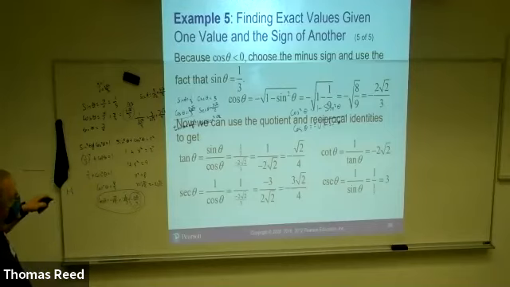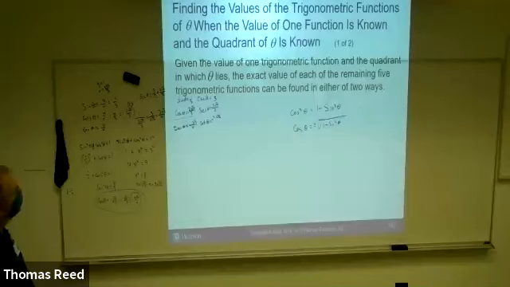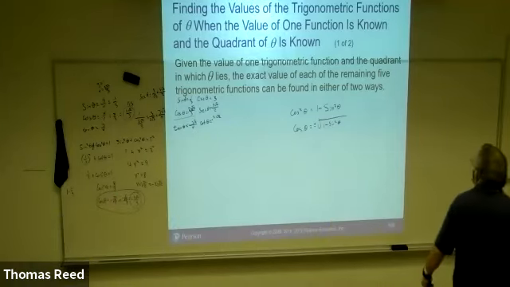Okay. What's next? Now, finding the values of the trig functions of theta when the value of one is given and the quadrant is known. Given the value of one trigonometric function and the quadrant theta lies in, the exact value of each of the remaining five can be found in either of two ways. Well, I had a third way of doing it, but anyway.